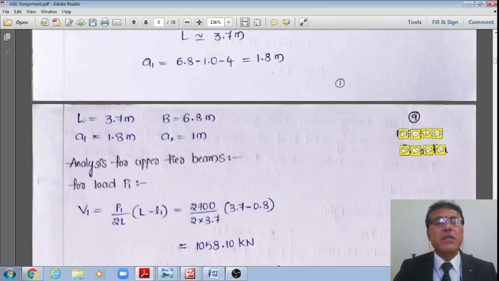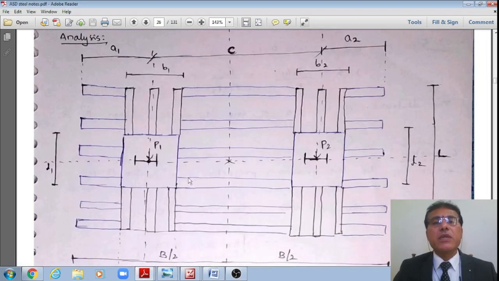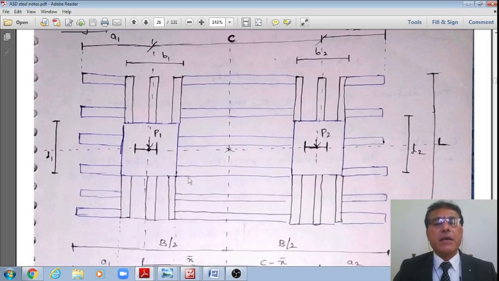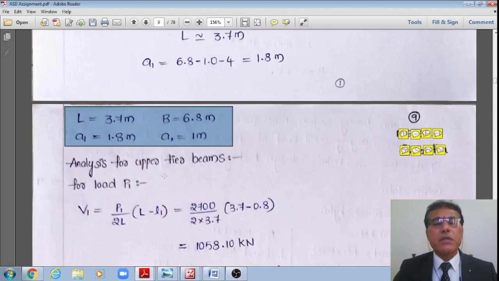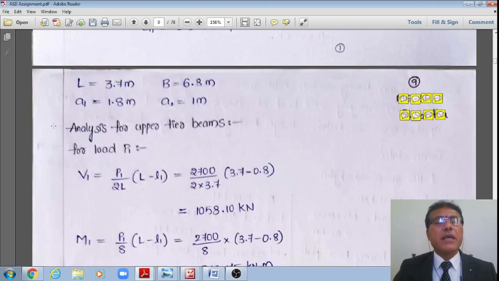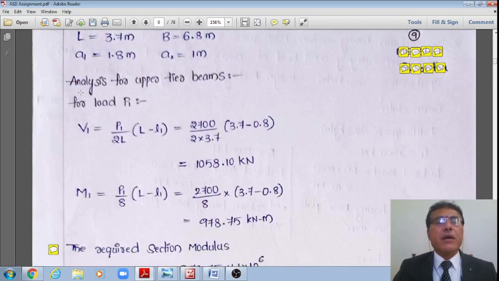Therefore, these are the results of this proportioning, that I want to provide a length of 3.7 meter and breadth of the 6.8 meter, and A1 is equal to 1.8 meter and A2 is equal to 1 meter as shown in this figure, right? A1, A2, C, right? B and L. Therefore, that is the very first step over, right? Once I conclude the proportioning step, now I'll go for the next step as the analysis of the upper tier beams, right? However, I want to analyze for the loads under the left column transmitting a load of P1.